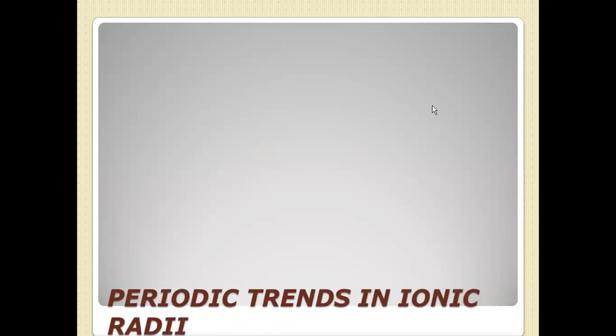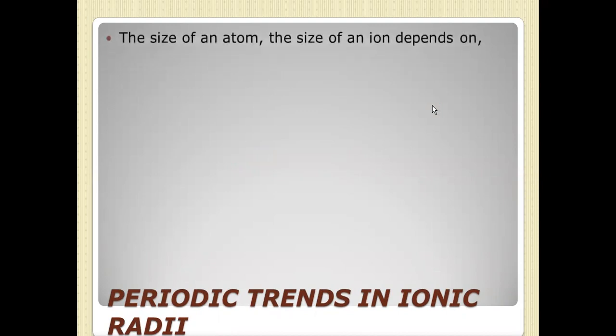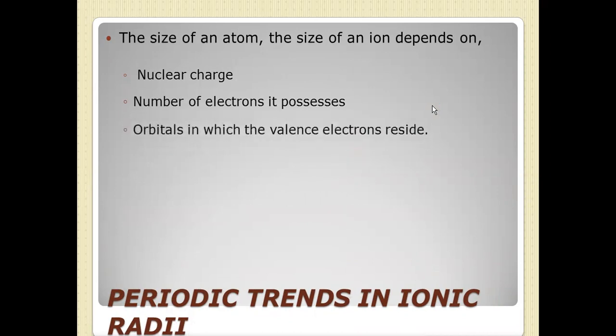Next we move on to the next heading: the periodic trends in ionic radius. When it comes to the size of an atom, the size of an ion depends first on the nuclear charge, second on the number of electrons, and third on the orbital in which the valence electron is found. These are the three factors explaining the size of an atom and the size of an ion.